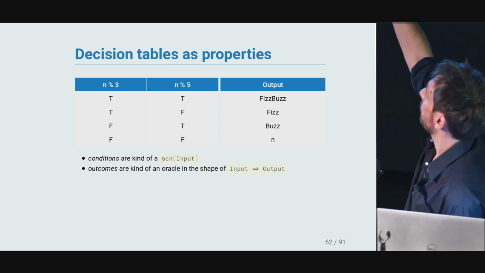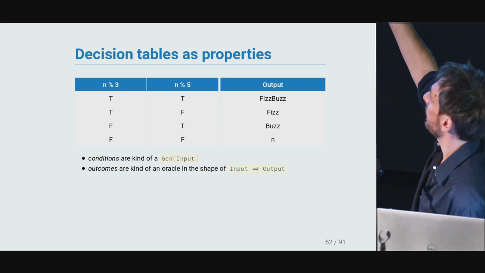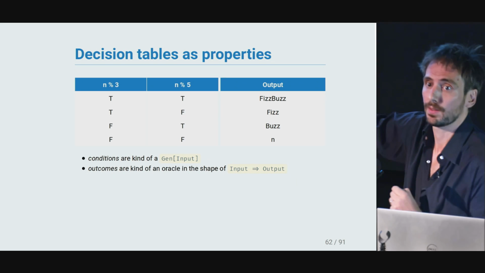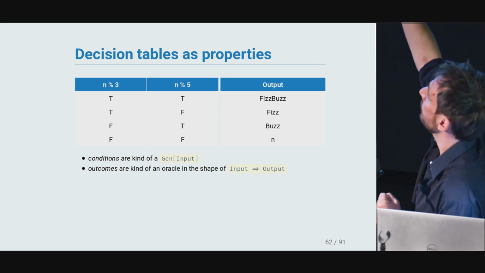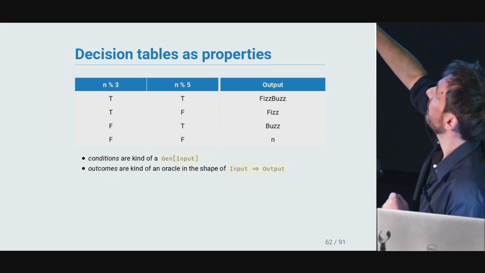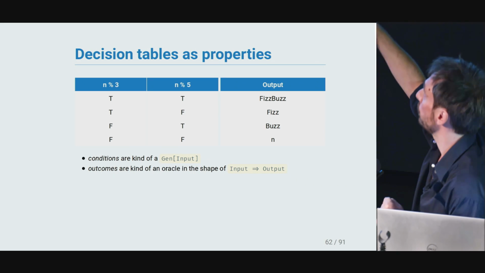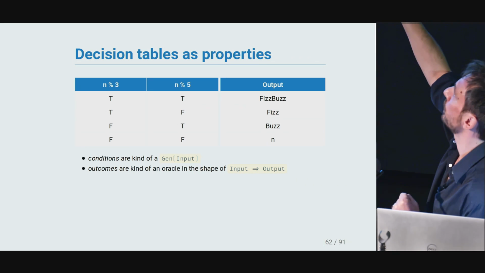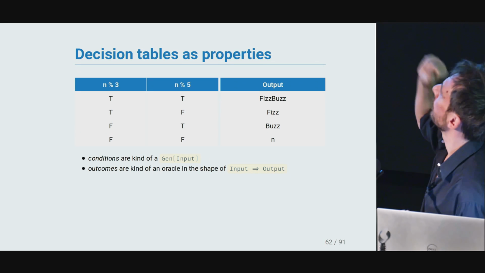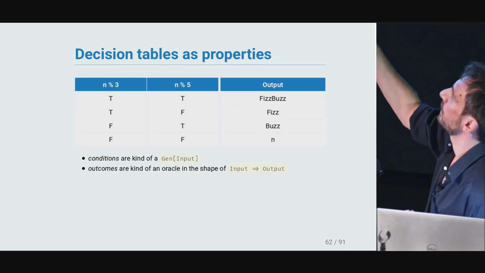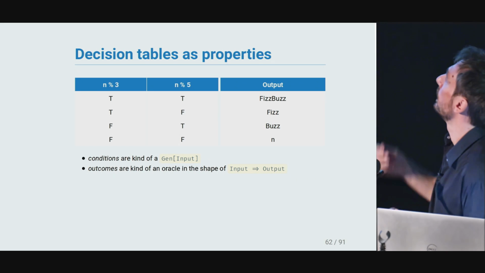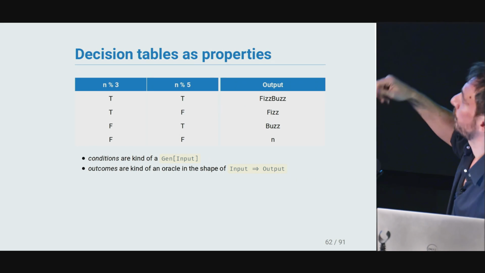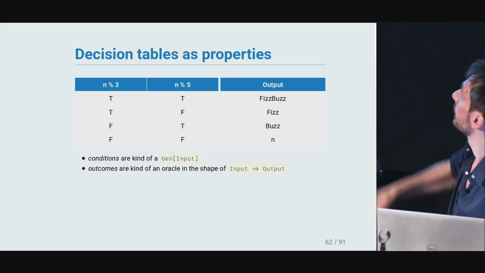And the rightmost column looks a lot like an implementation of your system under test, which takes an input and shows an output. So again, take the first line. If the number is both divisible by 3 and 5, then the output's got to be FizzBuzz. So you would decode that as a function from int to a string, which is always FizzBuzz. And the last line, if the number is neither divisible by 3 nor 5, then you would decode that as a function from int to string.